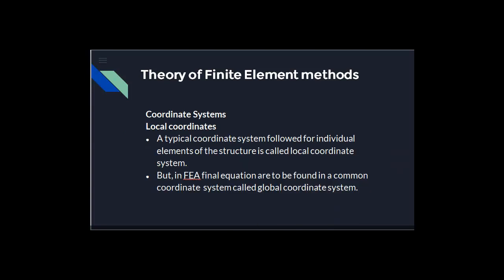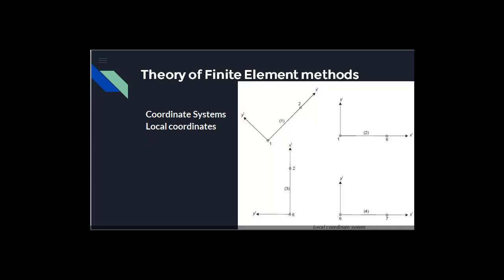When a typical coordinate system is followed for an individual element of the structure, it is called the local coordinate system. But in finite element analysis, the final equations are to be found in a common coordinate system called the global coordinate system. So the coordinate system that is followed for that particular element is called the local coordinate system. But finally, all these elements, which are inclined at some angle and have their own local coordinate system, will be combined to follow the global coordinate system.